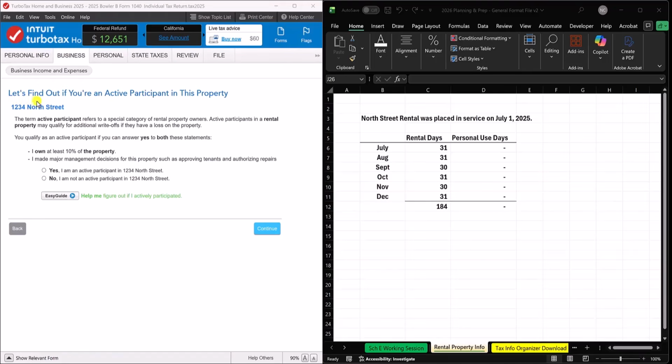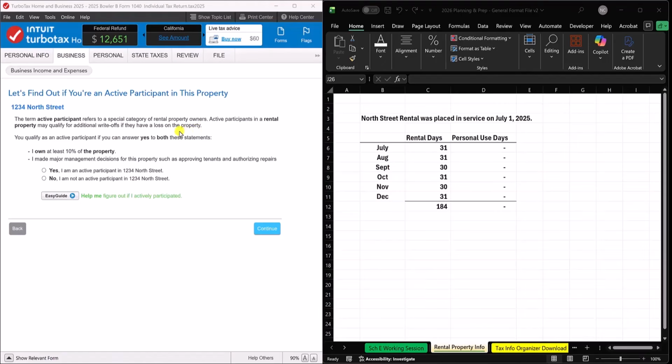Continue. Okay, let's find out if you're an active participant in this property. The term active participant refers to a special category of rental property owners. Active participants in a rental property may qualify for additional write-offs if they have a loss on the property. So once again, this is all about losses. Just like when we were talking about being a real estate professional, that was all about losses.